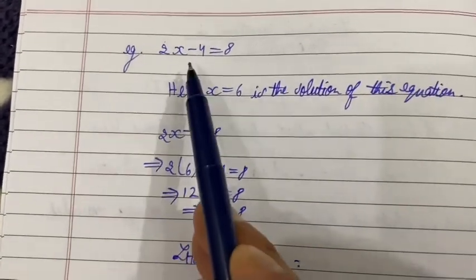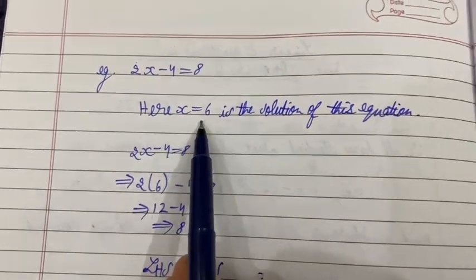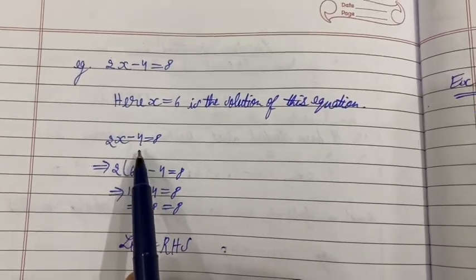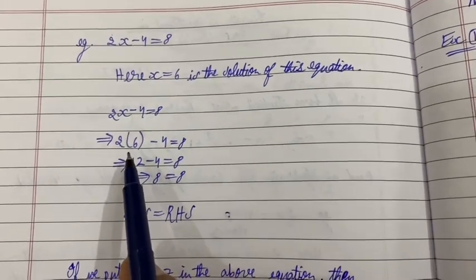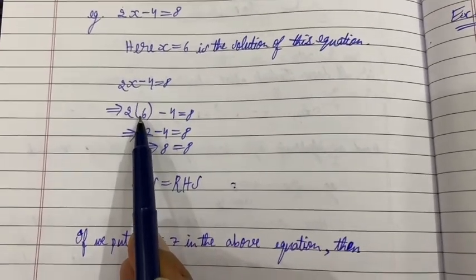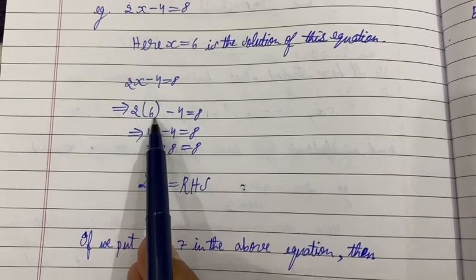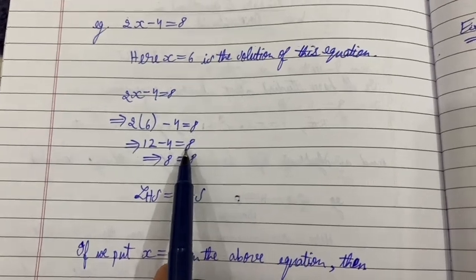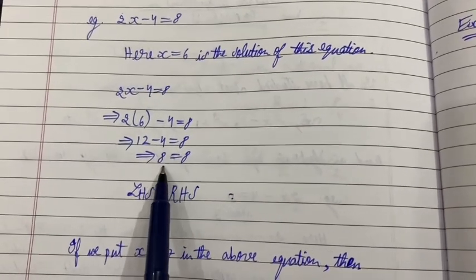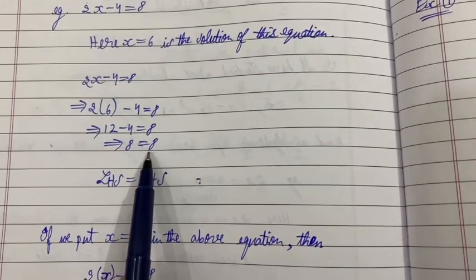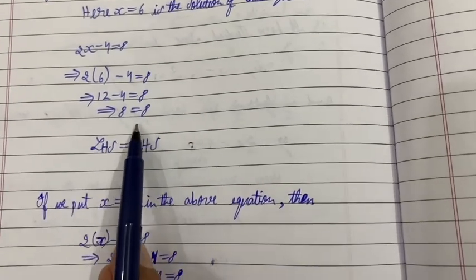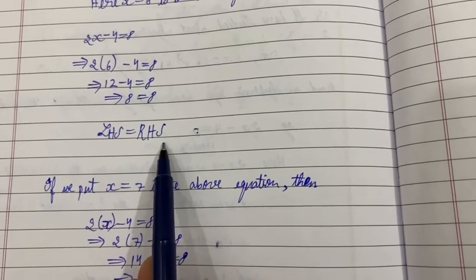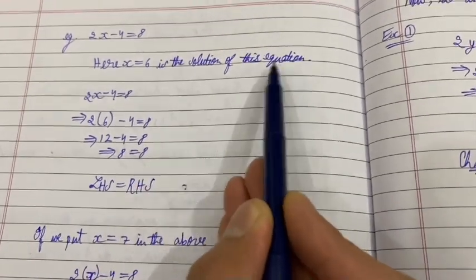For example, 2x minus 4 equal to 8. Here x equal to 6 is the solution of this equation. Why? Let's see. 2x minus 4 equal to 8. We'll put x equal to 6 in this equation. So 2 into 6, which is 12, minus 4, equal to 8. 12 minus 4 is 8, and this is 8. So 8 equal to 8, which means LHS equal to RHS. So this is the solution of this equation.